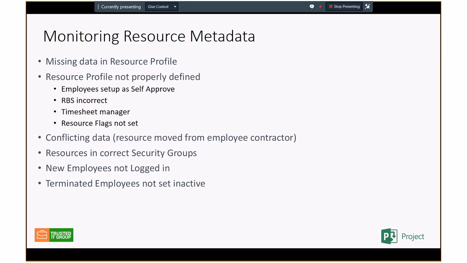Maybe the resource profile is not set up properly. And the resource profile, this really is based on how your PMO is set up and what's required. One example: often I'll see, if you're using timesheets, employees' time doesn't have to go through an approval process, so they're set up as self-approved. So if you scan the resource pool, you would want to make sure all the employees are set to self-approve.